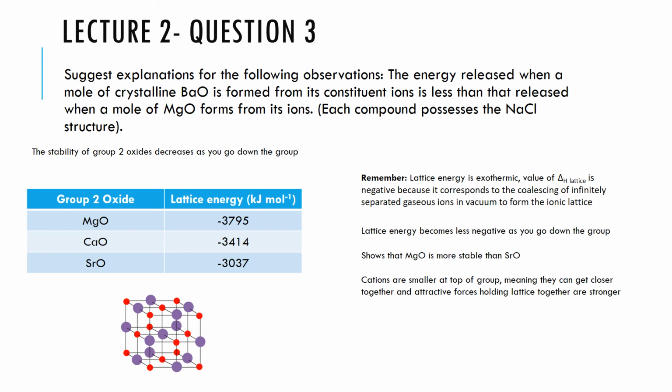Magnesium, being further up the group than barium, is smaller, and therefore the cations and anions in that system can get closer together. If they can get closer together, then those attractive forces that hold the lattice together are stronger, and in the case of magnesium, more energy is released when it forms from its constituent ions when compared to the barium oxide case, which has a larger cation. Cations and anions are further apart in that system, so the attractive forces holding the lattice together are lower.